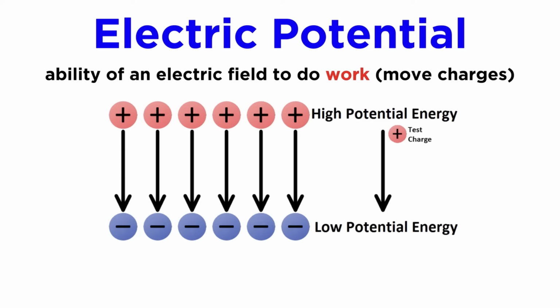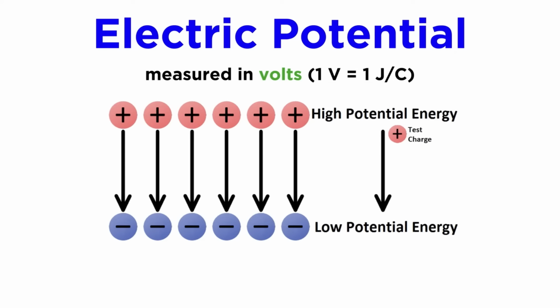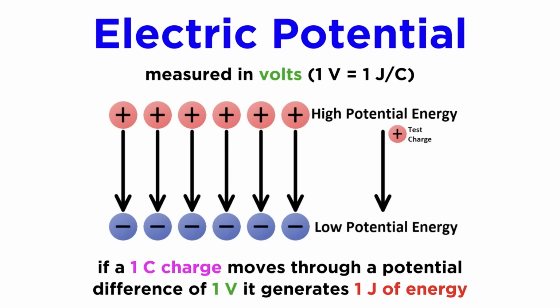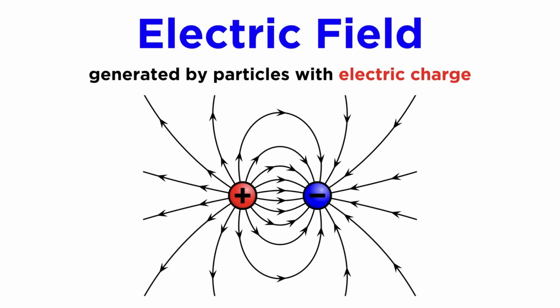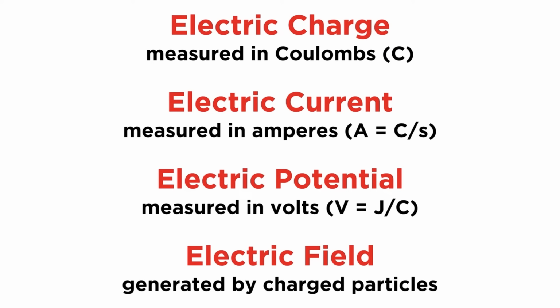The charge flow itself is generated by an electric potential. This is the ability of the electric field to do work, and it is measured in volts, which are joules per coulomb. This means that when 1 coulomb of charge moves through a potential difference of 1 volt, it generates 1 joule of energy. And lastly, it is the presence of electric charge in the form of these various particles that generates an electric field in the first place. We don't need to have a sophisticated understanding of this physics terminology, but we will be using these words frequently, so it is a good idea to at least know their definitions.